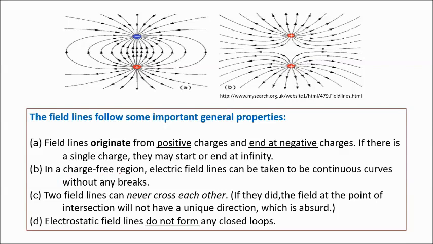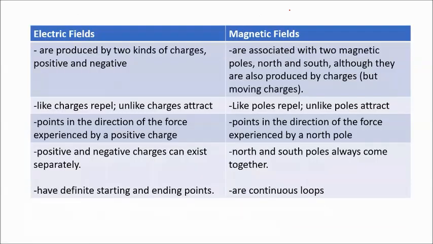B, in a charge-free region, electric field lines can be taken to be continuous curves without breaks. C, two field lines can never cross each other. If they did, the field at that point of intersection would not have a unique direction, which is absurd. D, electrostatic field lines do not form any closed loop. So those are the important points in considering electric field lines.